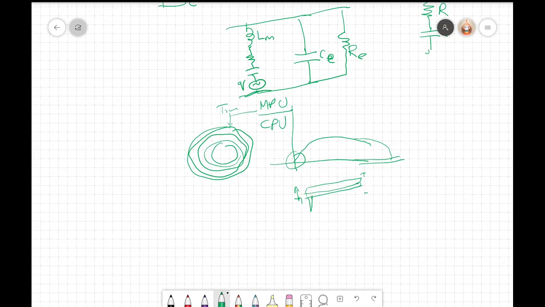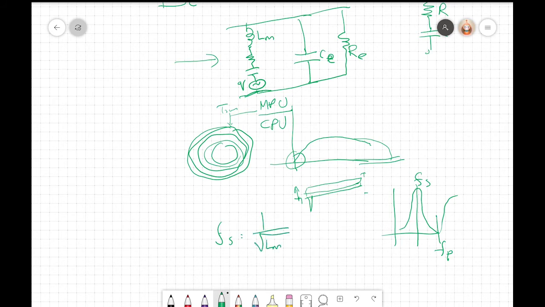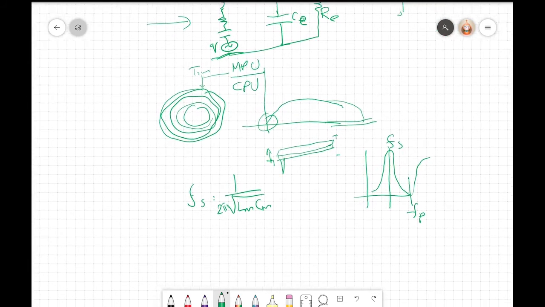Now, if I look at this circuit, it has two resonant frequencies. One is series resonance, another is parallel resonance. And what is series resonance? 1 by 2 pi square root of Lm Cm, right? Because it's an LRC circuit, so the resonant frequency is only decided by the Lm and Cm.